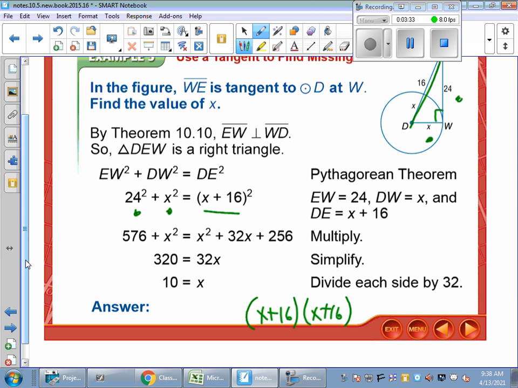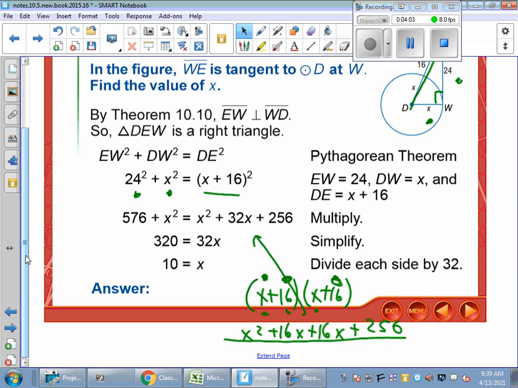So if you FOIL, you get x times x, so that's x squared. These are your insides, so 16x. These are your outsides over here, another 16x. And then you finalize with 16 times 16, and that's 256. Then they combine these two in the middle together. That's where they ended up with that trinomial. So I wanted to make sure that you understood how to do that.